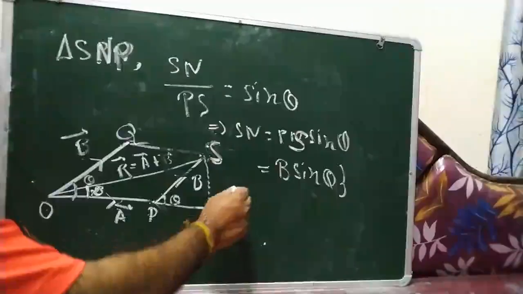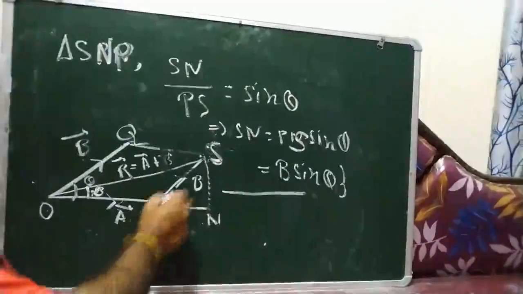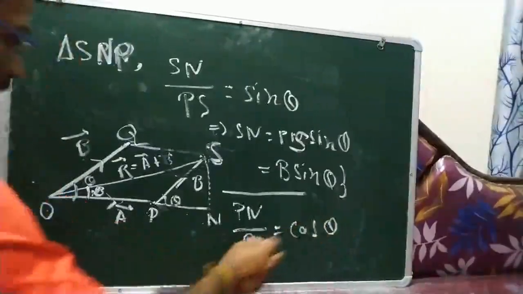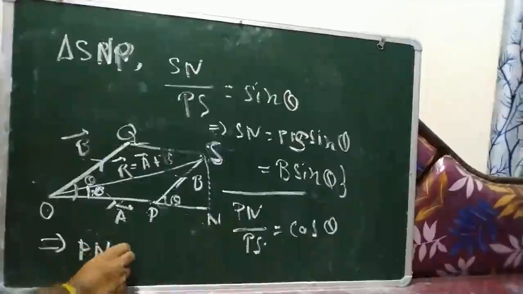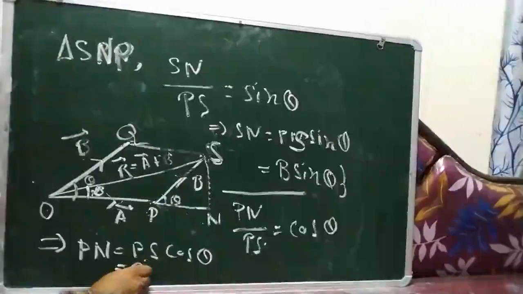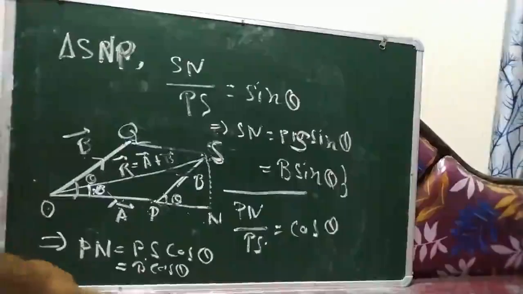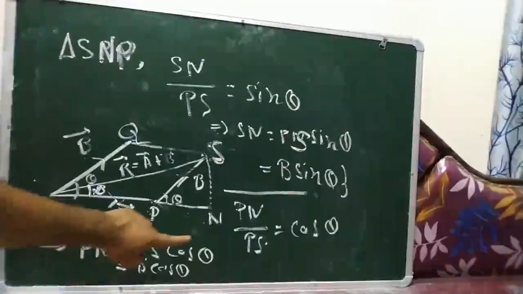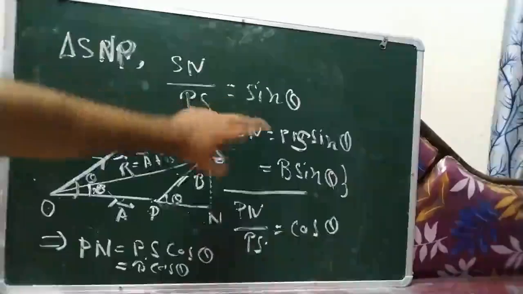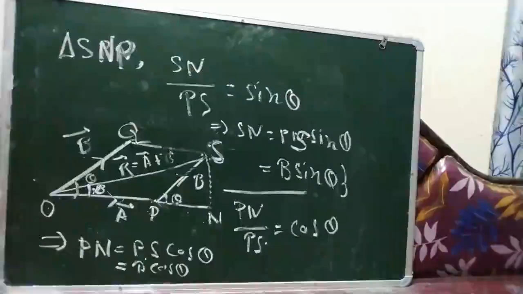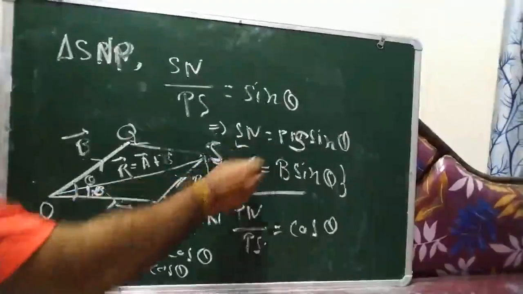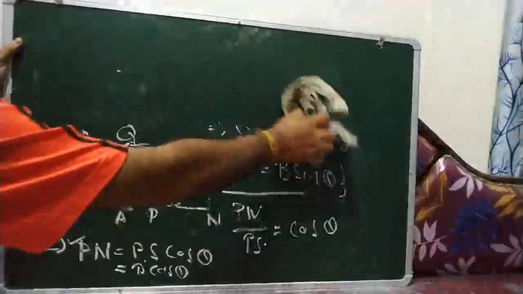So similarly from the same angle we can say, suppose PN by PS, base by hypotenuse, PN by PS will be cos theta. So PN equals PS cos theta, the value of PS is again B, so PN is B cos theta. Okay, so B cos theta, is it clear? It's a very simple trigonometric concept. Now you have to use the Pythagoras theorem, so first you have to keep in mind these values, SN and PN. Okay, we have written them.